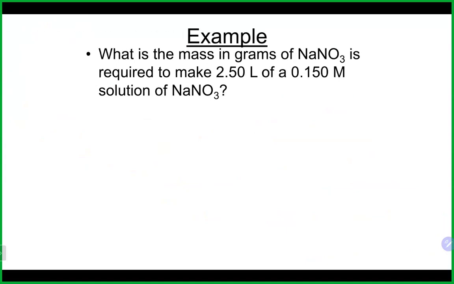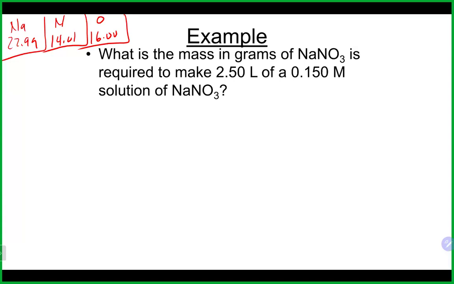Let's try one last one here to finish up. What is the mass in grams of sodium nitrate required for 2.5 liters of a 0.15 molar solution of sodium nitrate? I'll give you some numbers here: sodium 22.99, nitrogen 14.01, and oxygen 16. All right, give it a go, see what you come up with here.